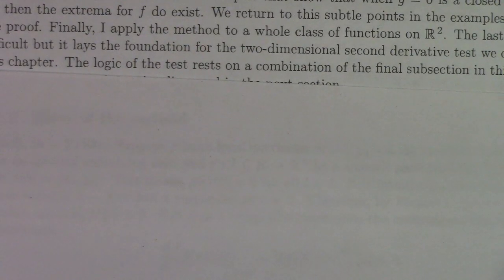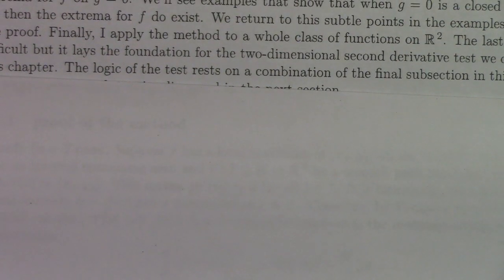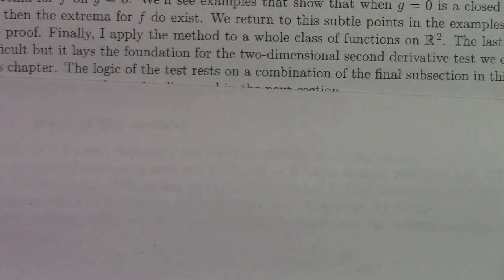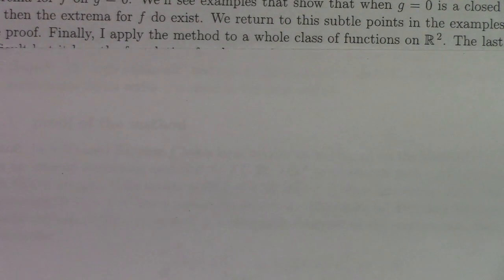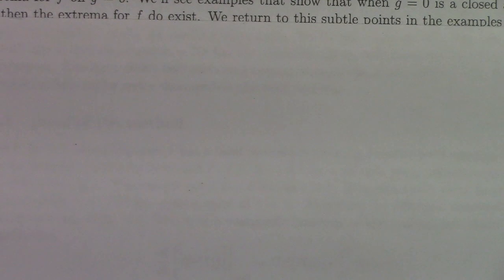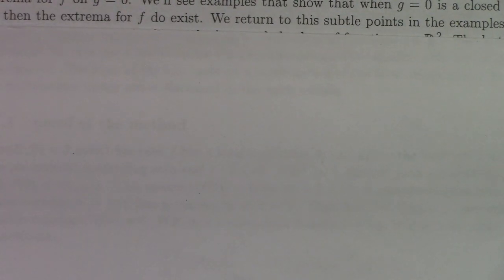So notice that the method does not provide the existence of the maximums or minimums. It only gives you a best guess, right? These are places where it might happen. We'll see examples that show when g equals 0 is a closed and bounded set, then the extrema for f do exist. That's part of a theorem from analysis, right?